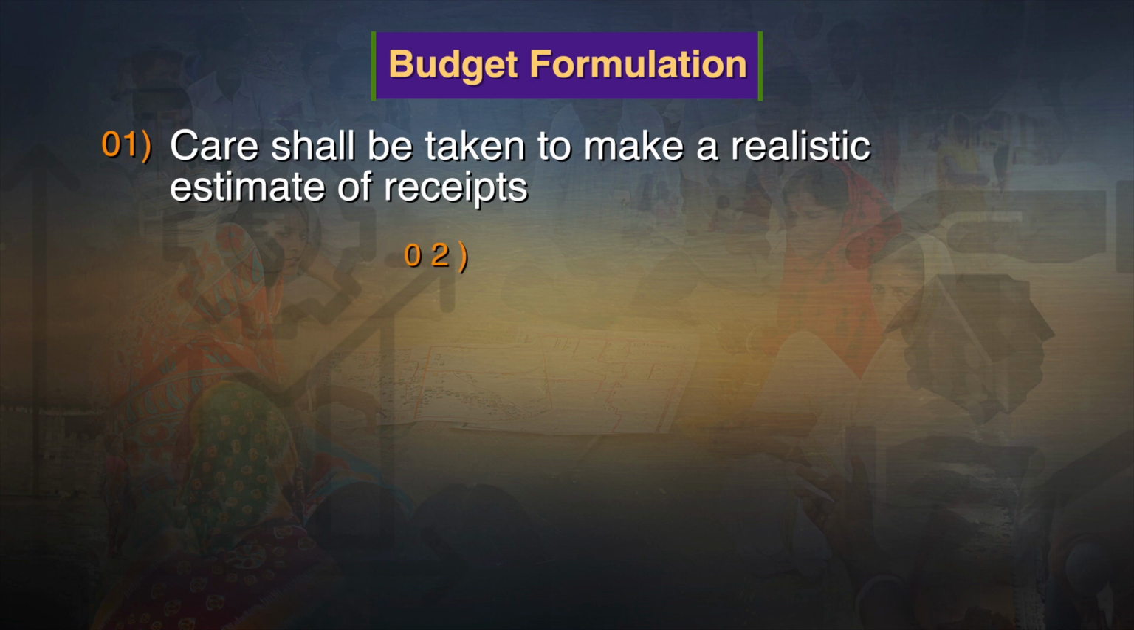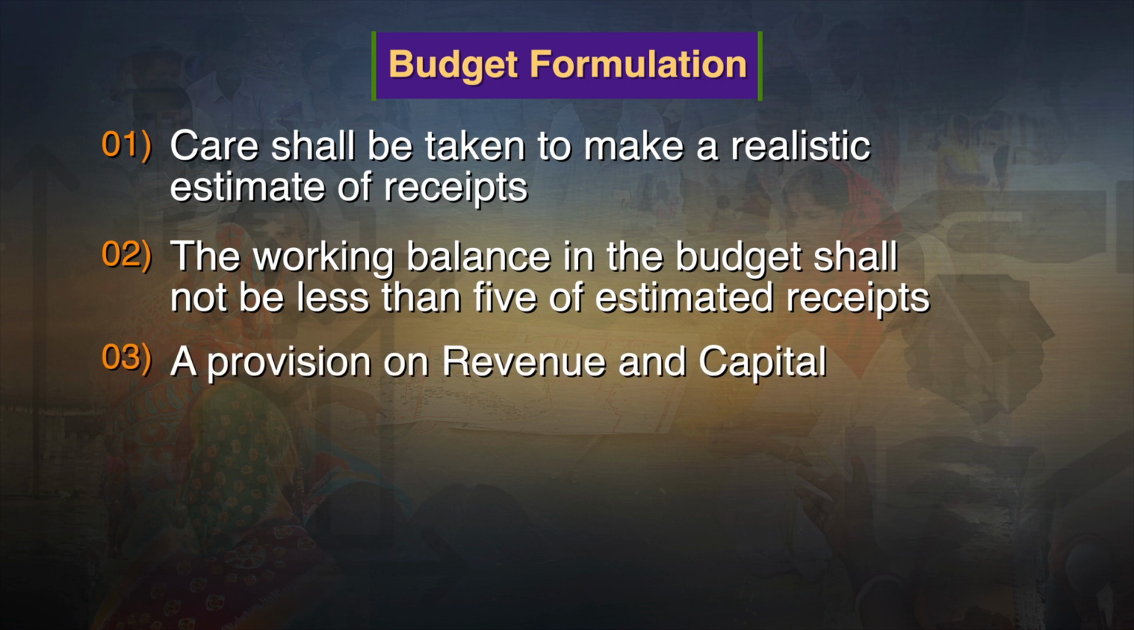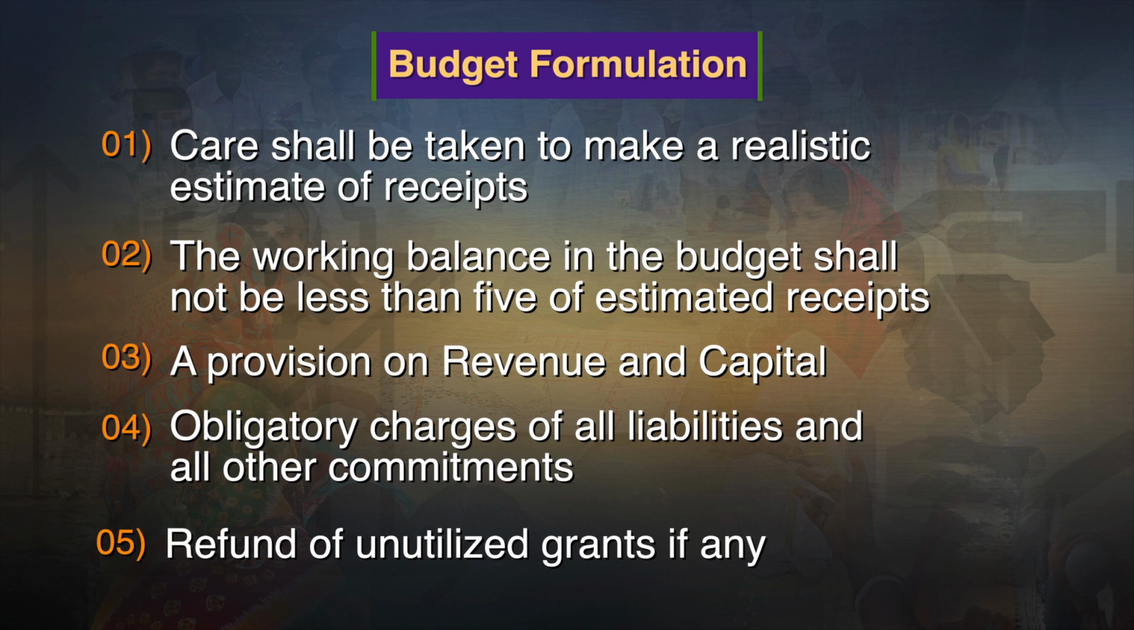the year. The working balance in the budget shall not be less than 5% of estimated receipts during the year, excluding the government grants. The estimates should have a provision on revenue and capital. Provision should be made for all obligatory charges, including the discharge of all liabilities and all other commitments. Provision should be made for refund of unutilized grants, if any.